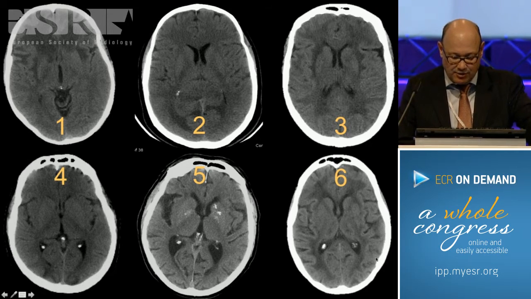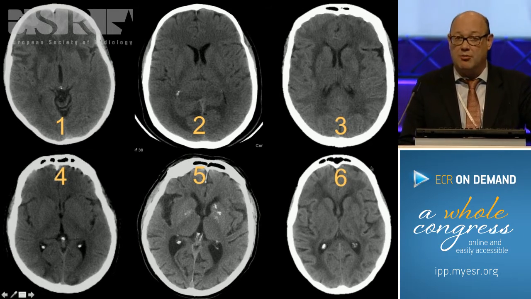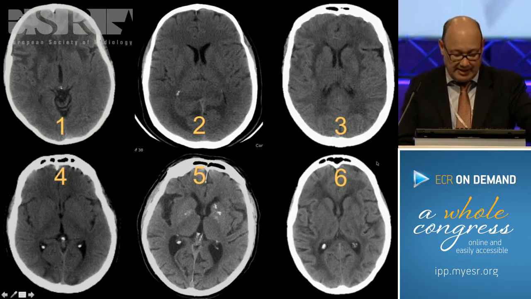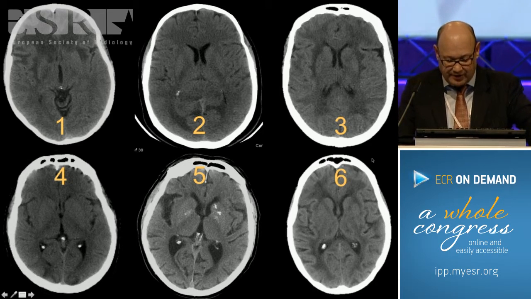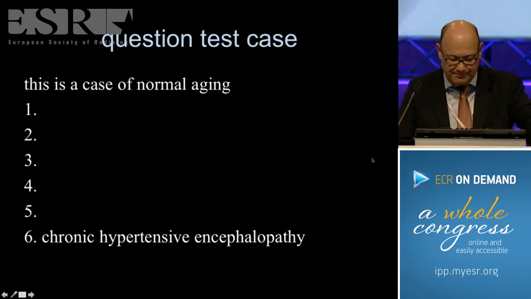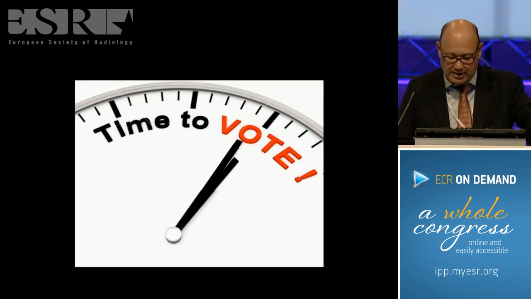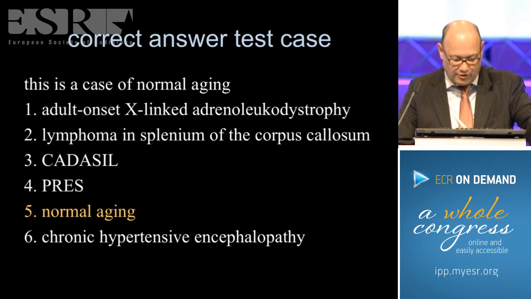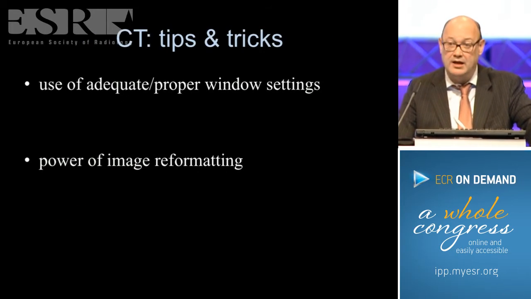In case 6, we see scattered hypodensities in the whole white matter. And if you would do MR, you probably would find microbleeds in this patient, and this is a case of chronic hypertensive encephalopathy. So actually, you were completely right that case 5 was normal aging.